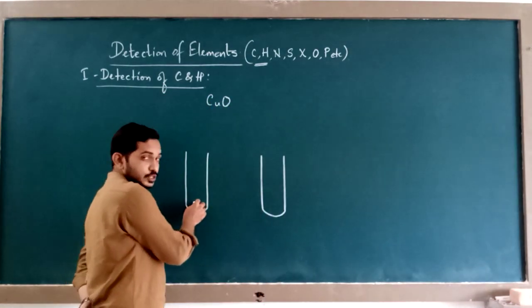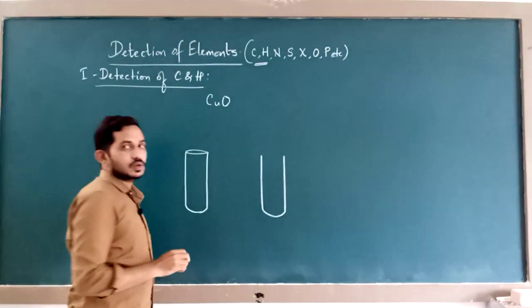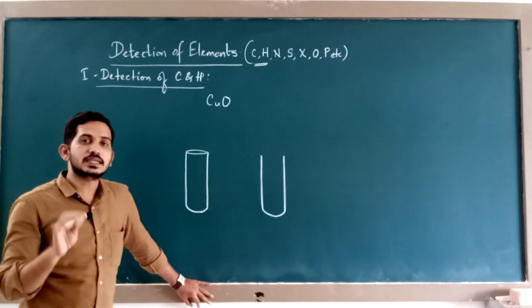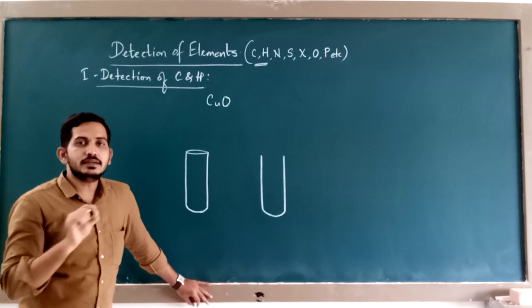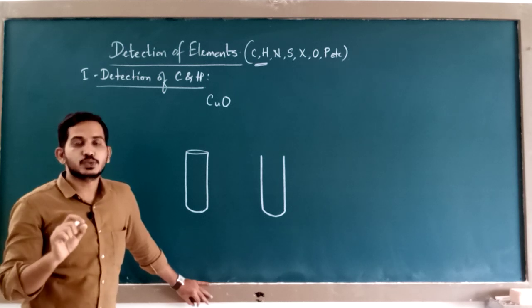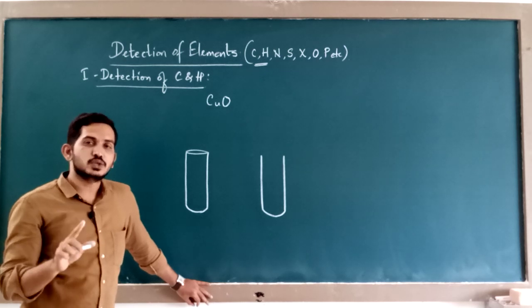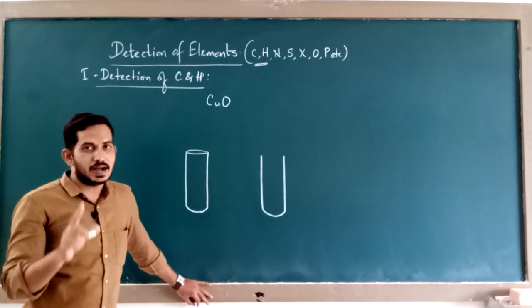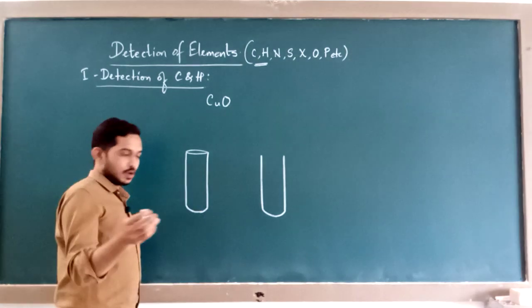In the first hard glass test tube, you should make sure that it is completely dry. When I say dry, there shouldn't be any traces of water or moisture present in the test tube. So make sure that the test tube is completely dry and hard in nature. Now in this test tube, you put your given organic compound.